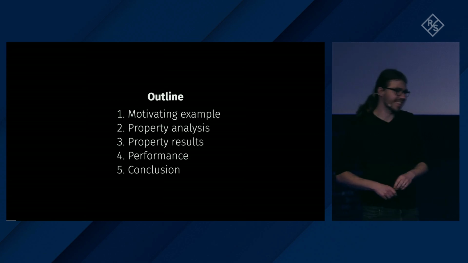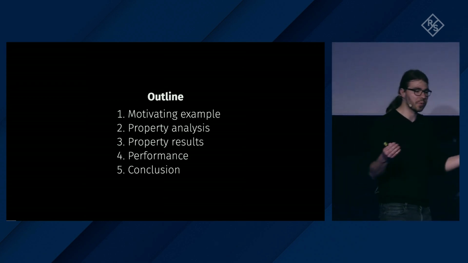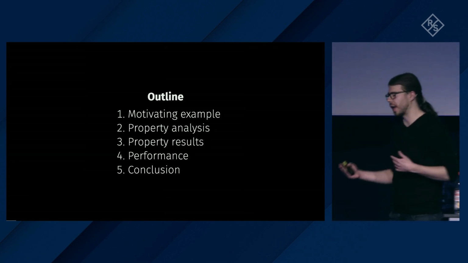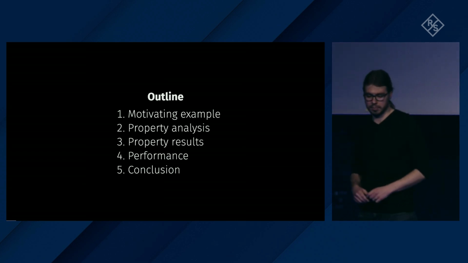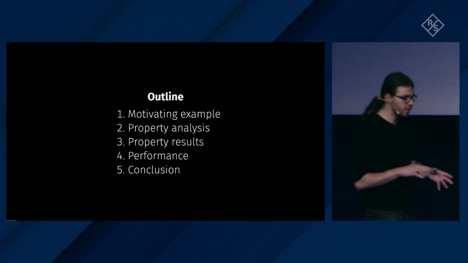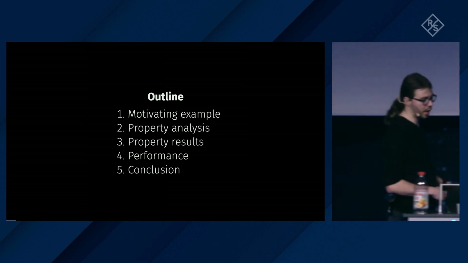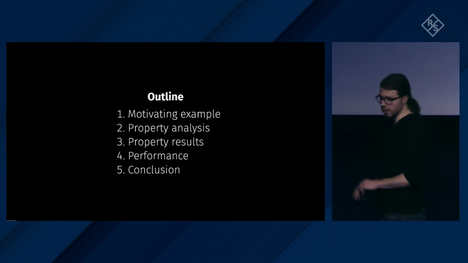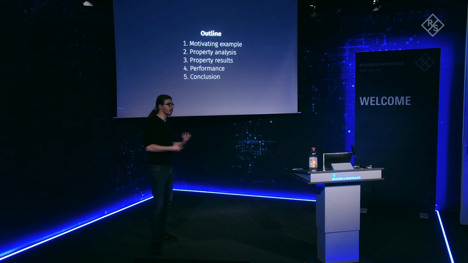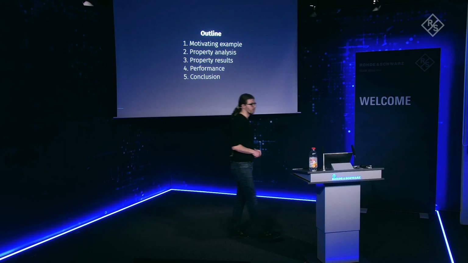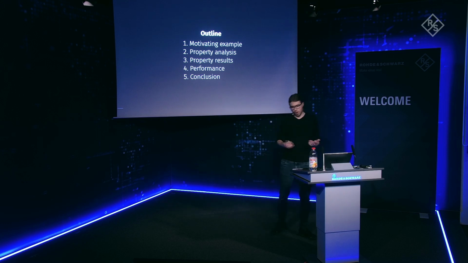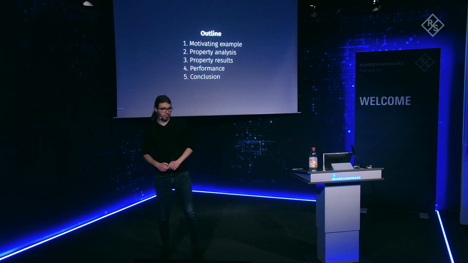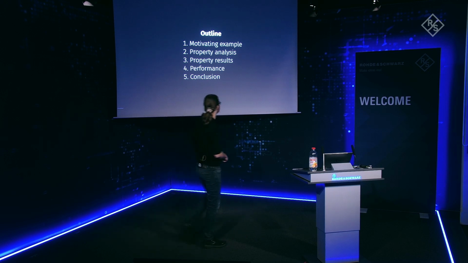With that out of the way, let's look at what we want to talk about tonight. At the beginning, I'll give you a motivating example that might explain why this is relevant to you as well. Then we'll look at certain properties, how they are safety relevant and how they could occur in your code. Then we look at a bunch of implementations and how they are affected by these properties and how they handle them. Then we'll look at performance, do some benchmarks and look at the results, and afterwards we'll try to draw some conclusions based on it.